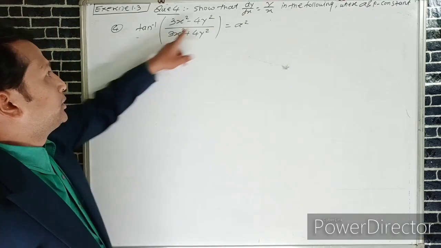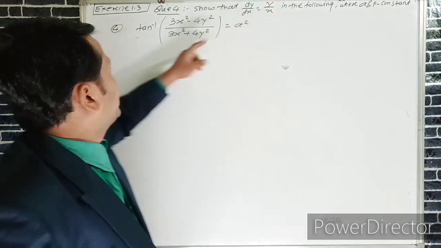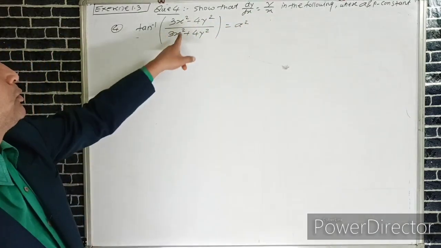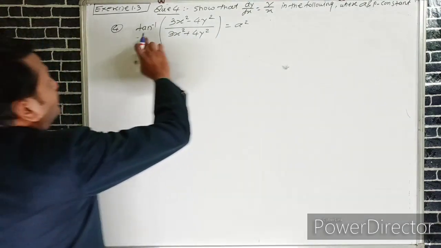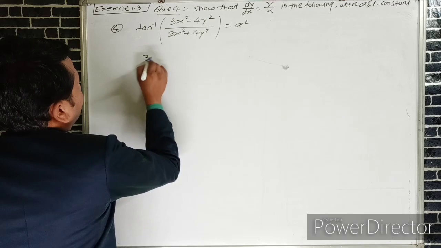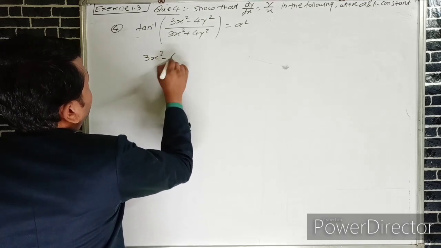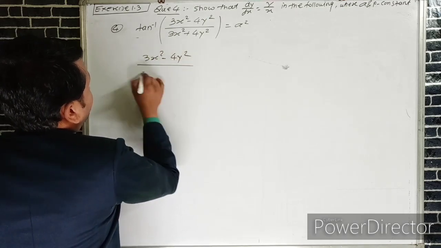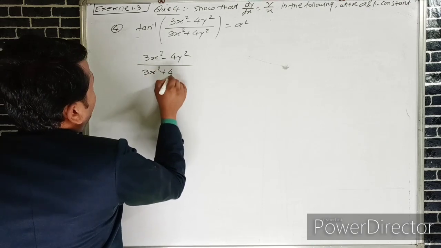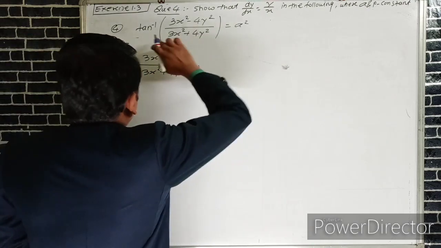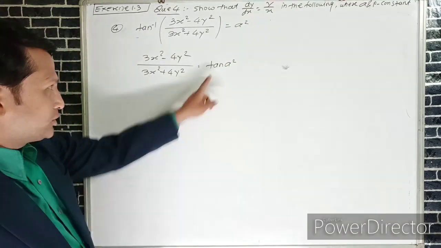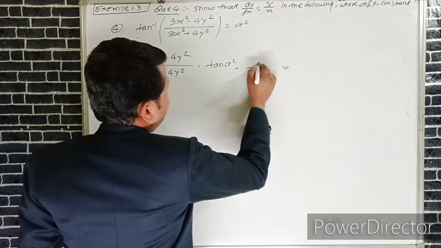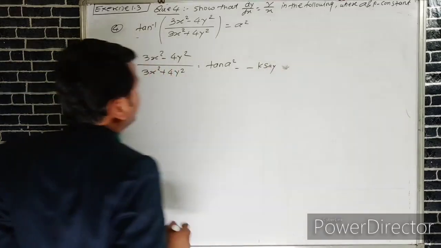Again we have to prove dy by dx is equal to y by x, and the given function is tan inverse of (3x square minus 4y square) upon (3x square plus 4y square) is equal to a square. If we take this tan inverse to the right side, we can write (3x square minus 4y square) upon (3x square plus 4y square) equals tan of a square. Again it is a constant function. We can call it k, meaning constant.